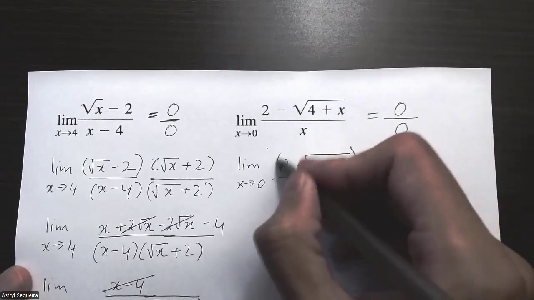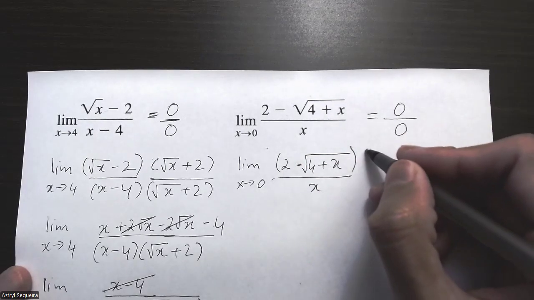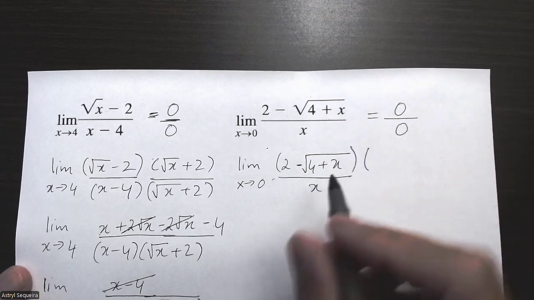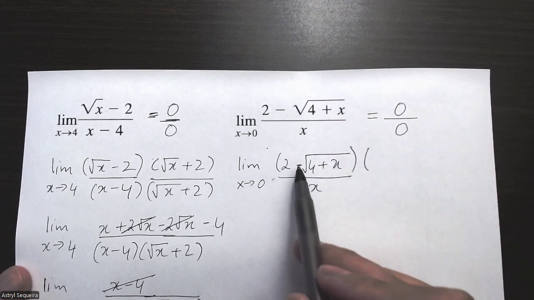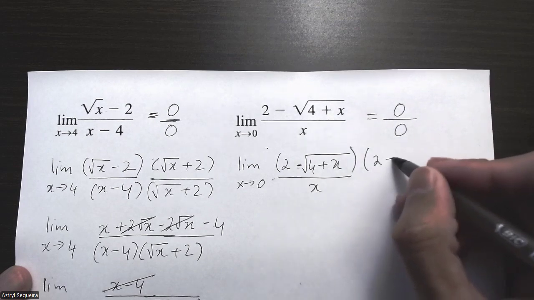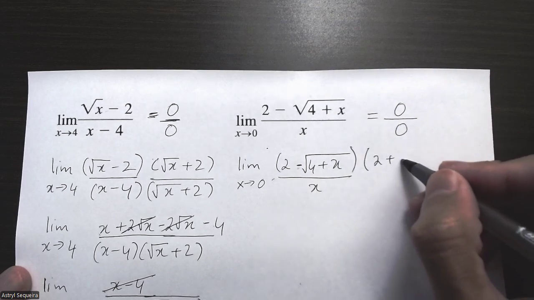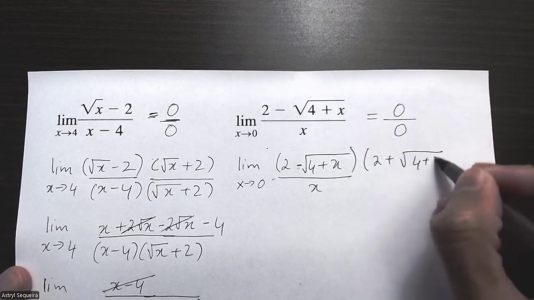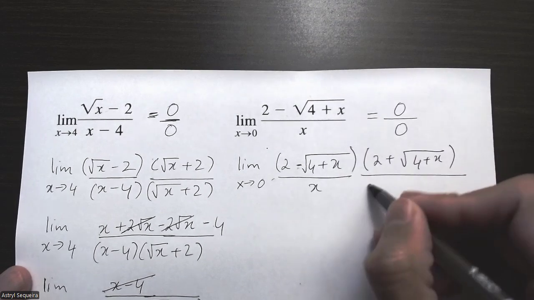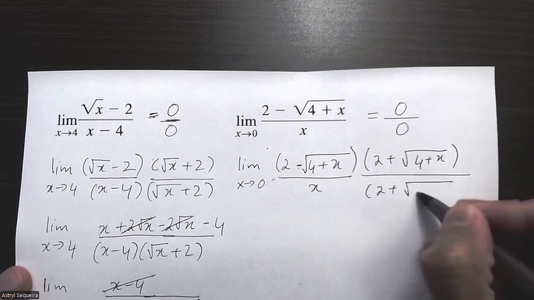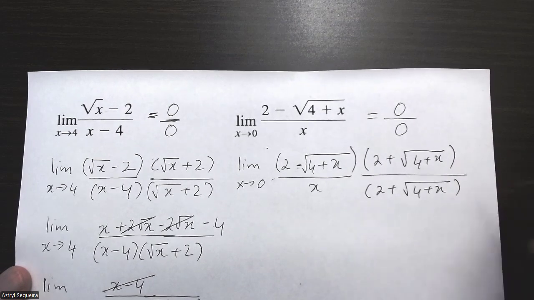So to rationalize, I'm going to multiply the top and bottom by the same thing as the square root, but change the sign only on the outside. So I'm going to multiply by 2 plus root 4 plus x on the top and the bottom.